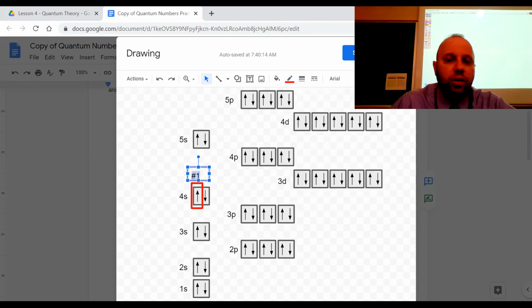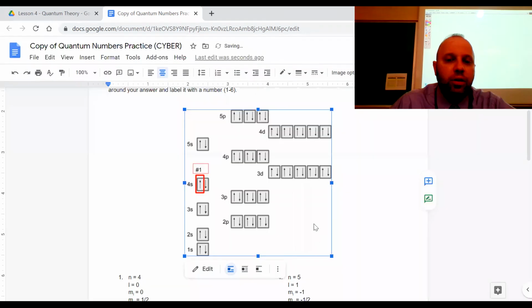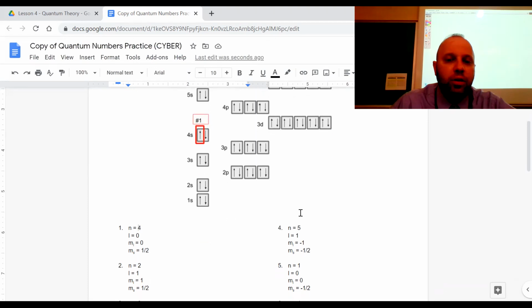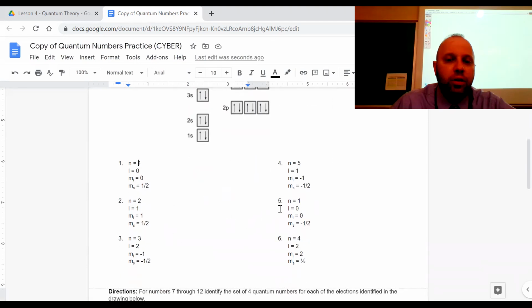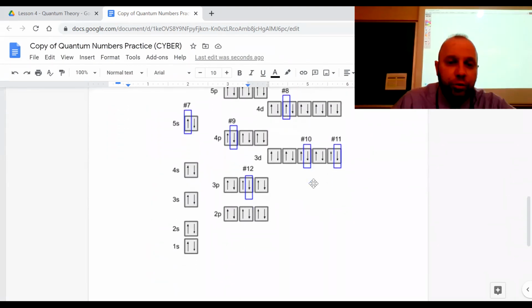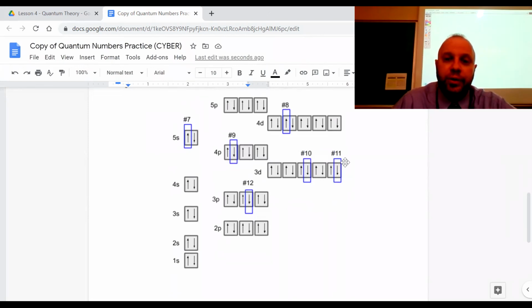So again, we can identify that box once we close this. If you notice, if I click off of this picture, I've now identified this box here as the answer to number 1. So I'm asking you to do that for the 5 remaining problems here. When we take a look at numbers 7 through 12, you'll notice that just the opposite is what we're doing. So I have identified 6 electrons. We're going to look at number 7 here, and we're going to come up with the set of 4 quantum numbers for this electron right here.